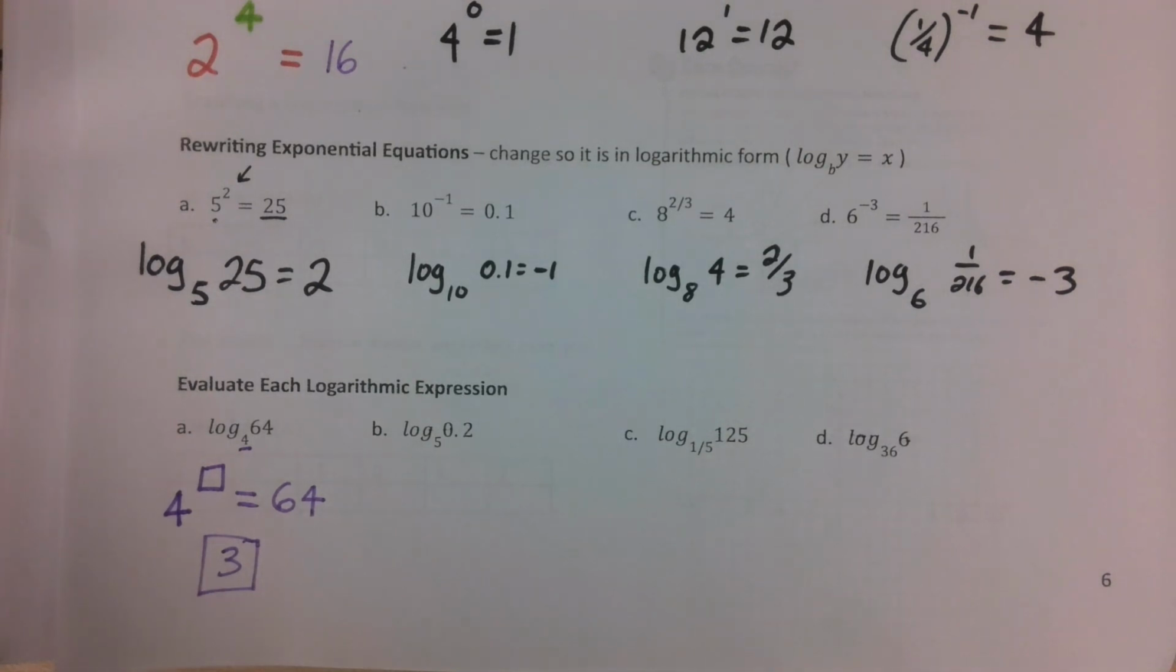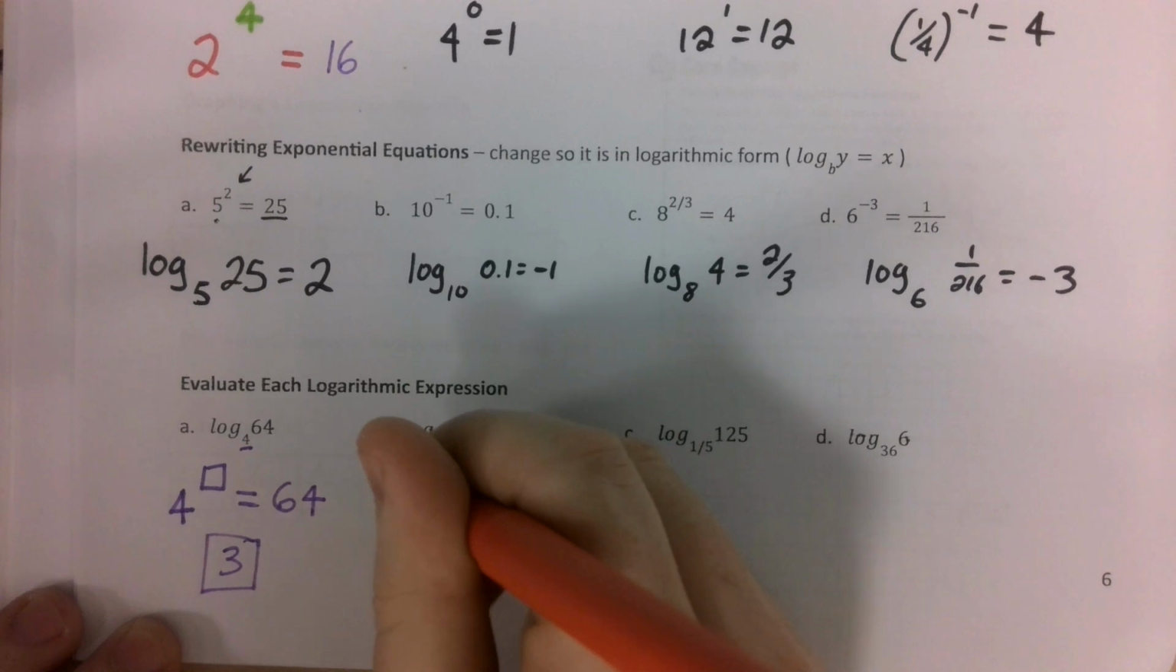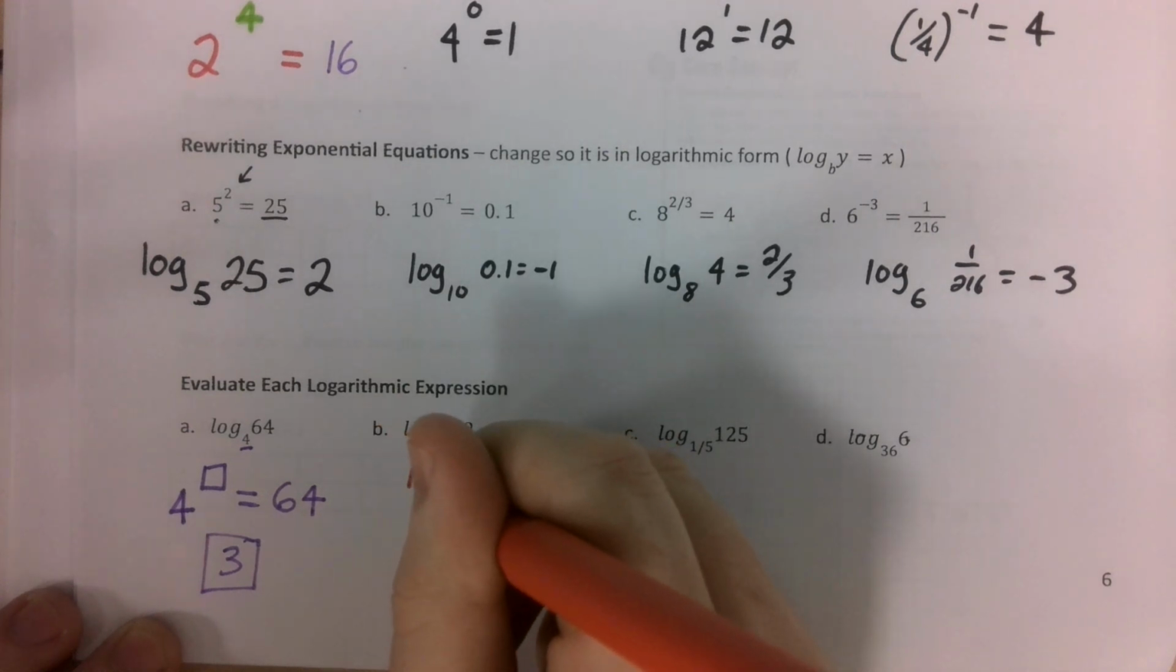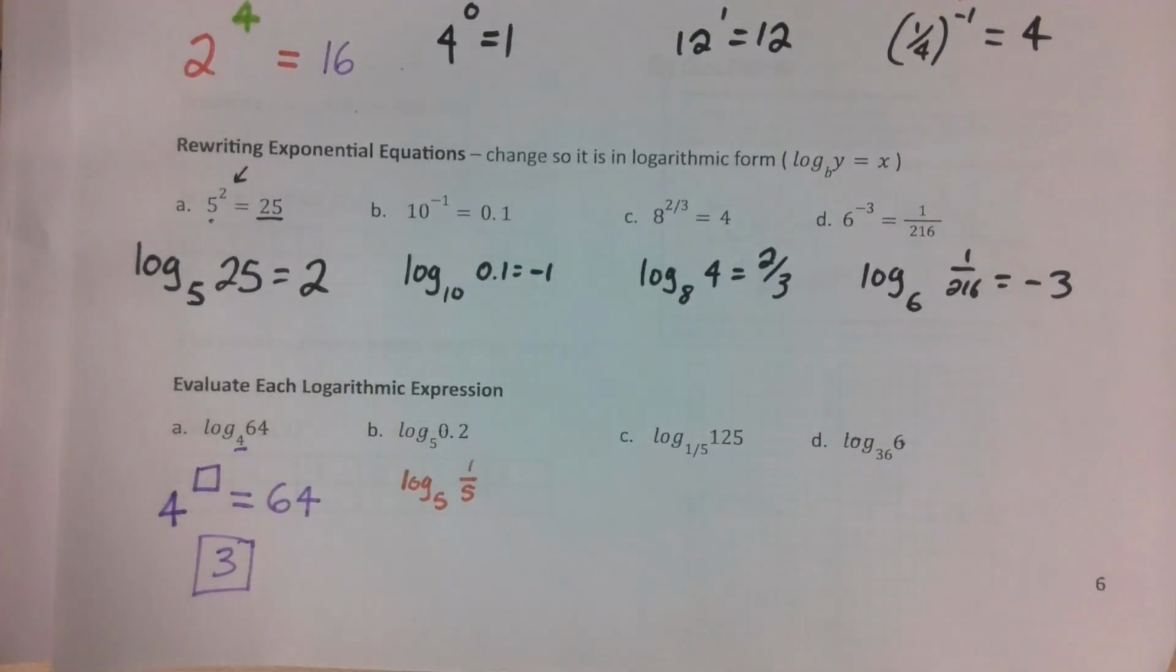Try the other ones and see if you can figure them out. Some of them are tricky. In fact, some of them are so tricky that I want to give you a hint. 0.2 is the same as 1/5. Maybe that's too easy of a hint, but try these 3 out and come back again in a minute.